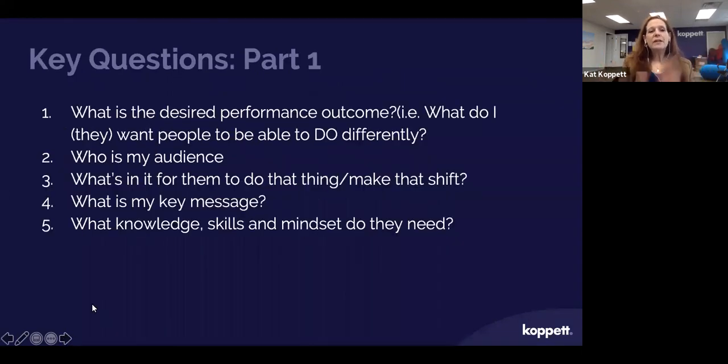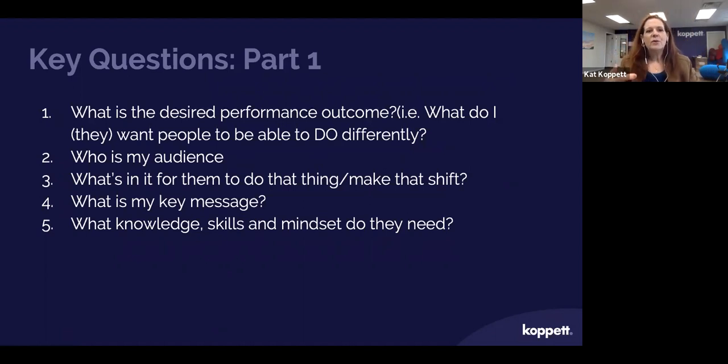So here are the key questions that we start with when we're thinking about a program. And a lot of these I need to discuss explicitly with my clients. This is an iterative process, and as much as I can involve the actual client in the room having these conversations with me, the better. So the first is, what is the desired performance outcome?